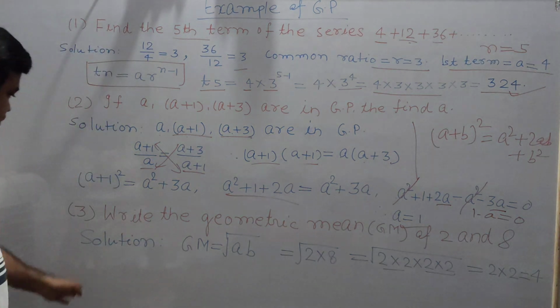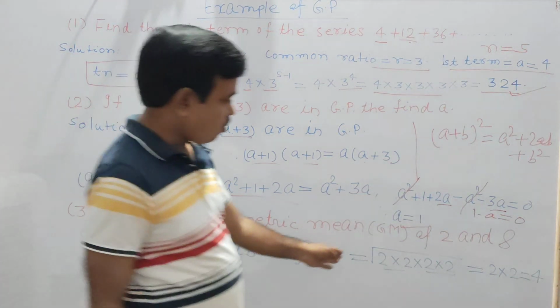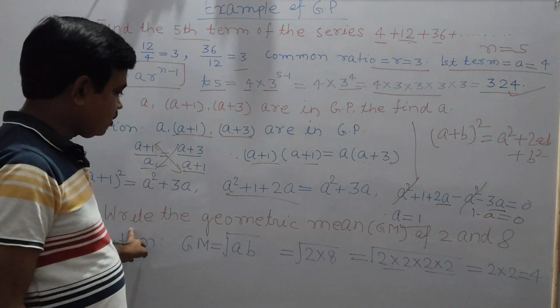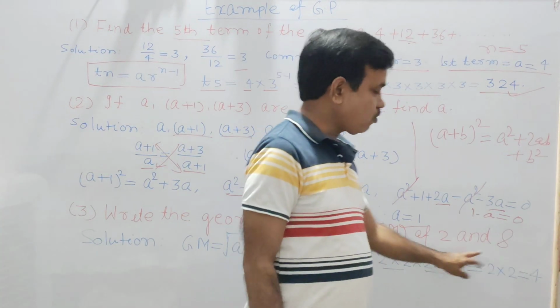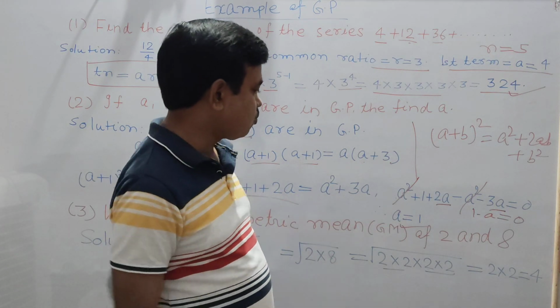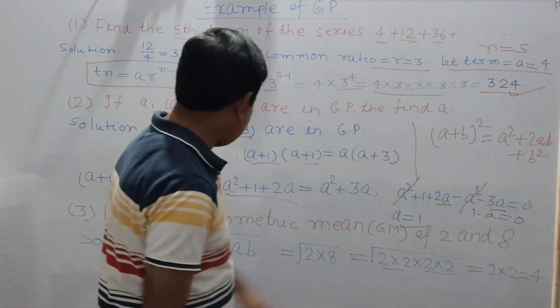Your third question is: write the geometric mean of 2 and 8. We are given two quantities, 2 and 8. Then we find the geometric mean.